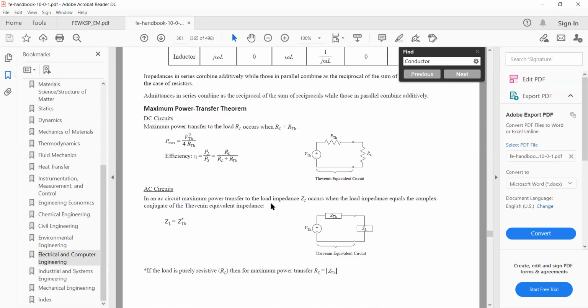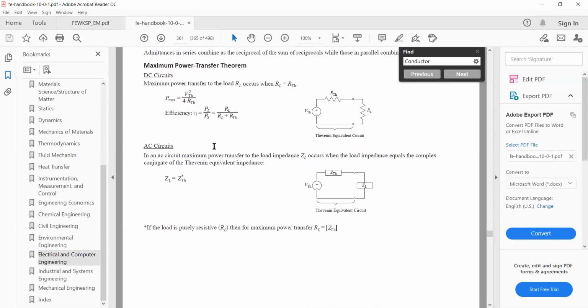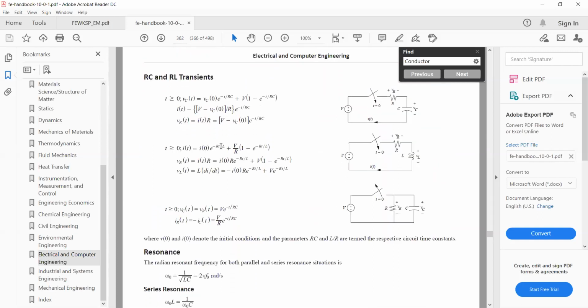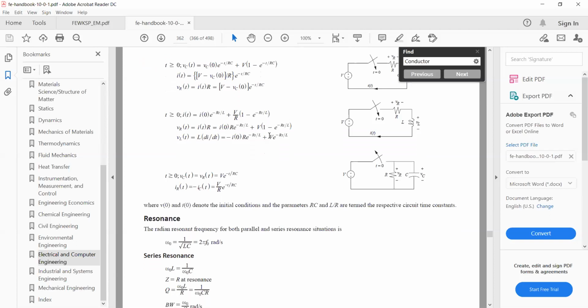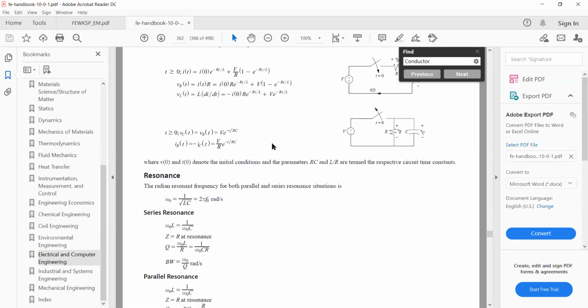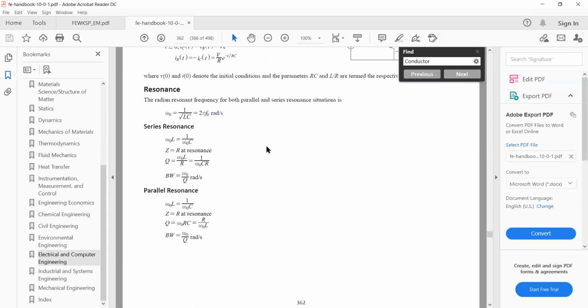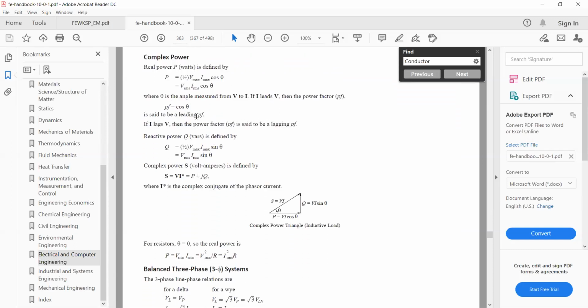All right, DC circuits, maximum power transfer versus an AC circuit, after you have the Thevenin equivalent circuit. RC and RL transient circuits. These are another thing you would probably get asked as a conceptual problem, maybe not calculational, since the calculations might take a while. Resonance, series resonance, parallel resonance, and then AC power, where we have complex power.